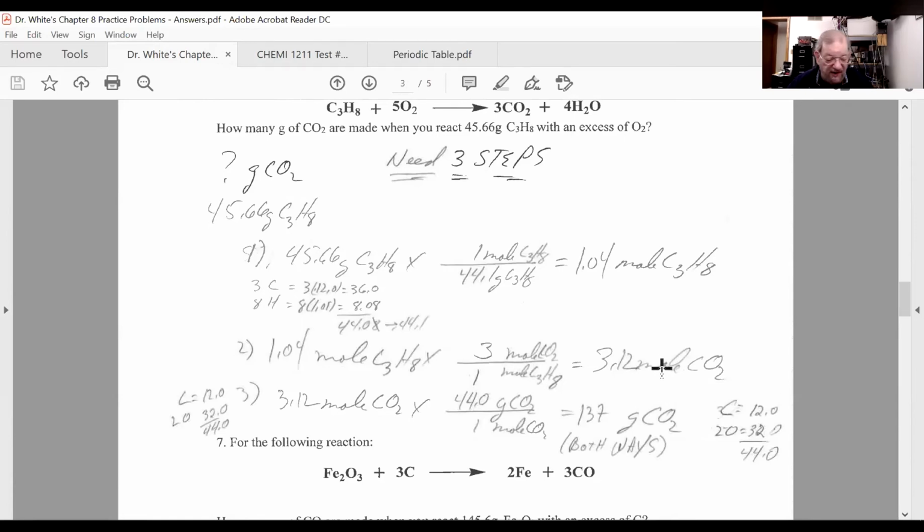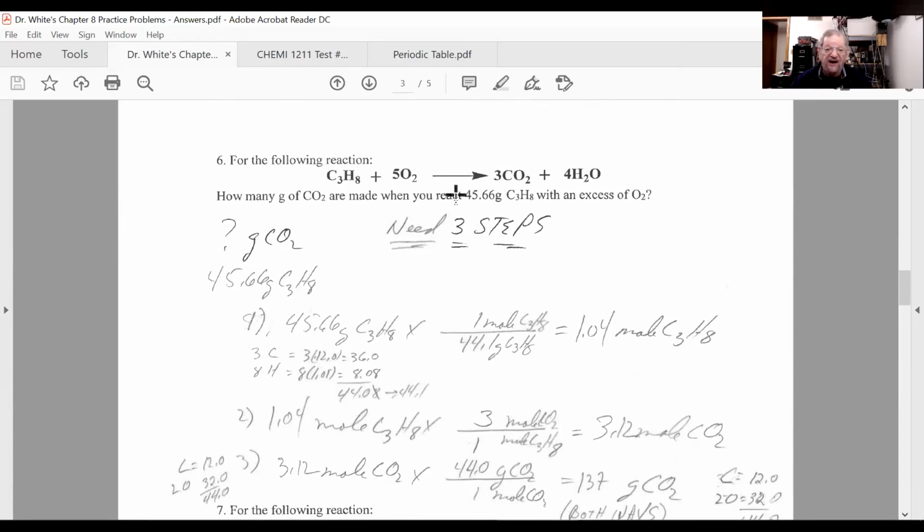Use your good friend, your good buddy, unit analysis. Whatever we're trying to get to goes on top, units. The units I'm trying to get rid of go underneath. Where do I get a relationship between moles of C3H8 propane and moles of CO2 up here?